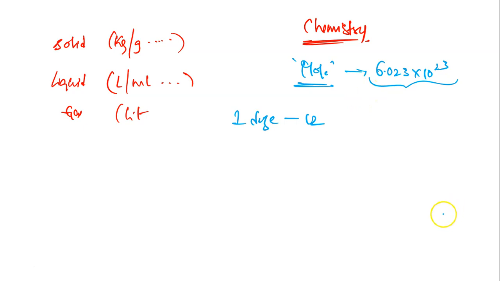Now, who has given this representation, who has said that 1 mole is so and so number? It's given by Mr. Avogadro. So on his behalf, we name it Avogadro's number. So what's Avogadro's number? Avogadro's number is 6.023 into 10 power 23, which is equal to 1 mole. I hope the point is clear to you.